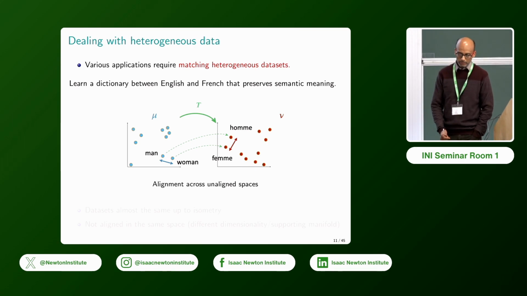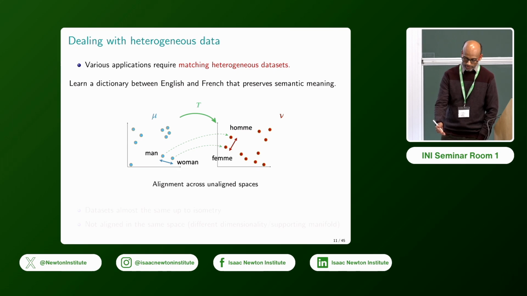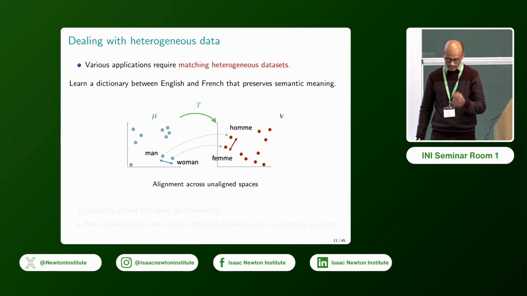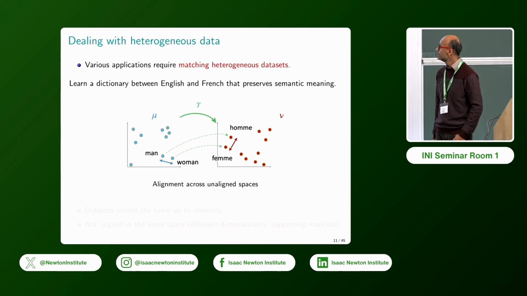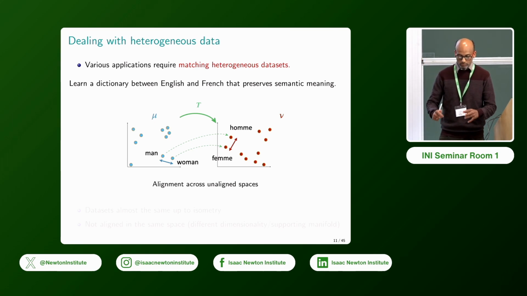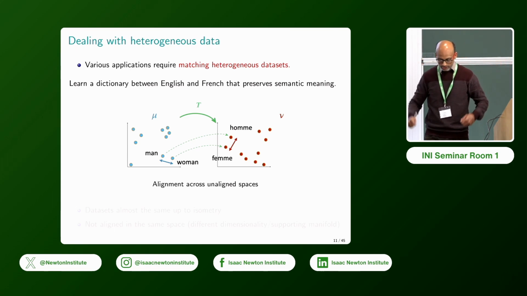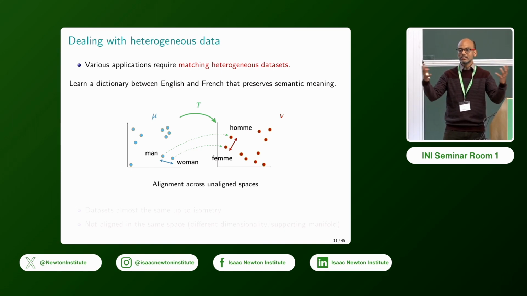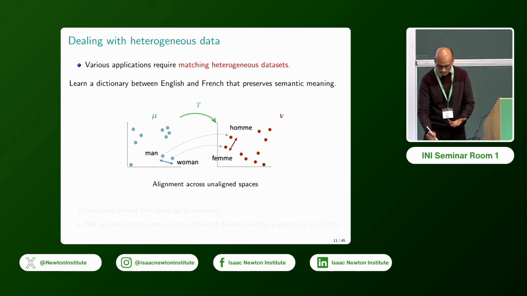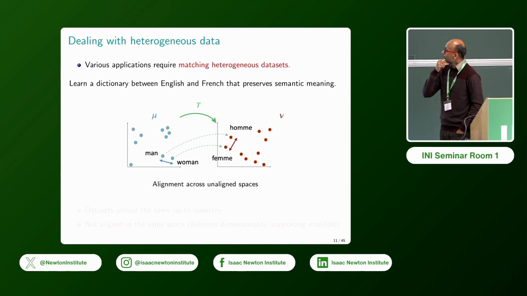So various applications of this question require matching heterogeneous data sets. So here is a problem where I want to, let's say, build a dictionary from English to French, right? So you have a collection of English words which are shown here as blue dots, and then you have the collection of French words which are shown as the red dots. Which means we have two different distributions on these languages, and if I want to build a dictionary, you want in some sense to do a comparison between, for example, the word man should get mapped to homme, and so on and so forth, right? So how do we do this?